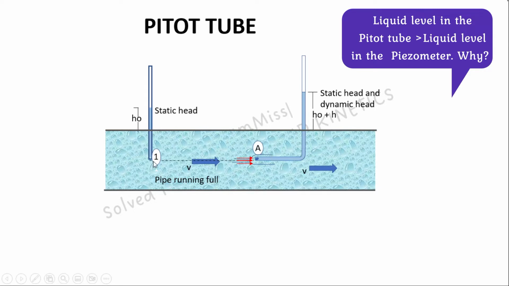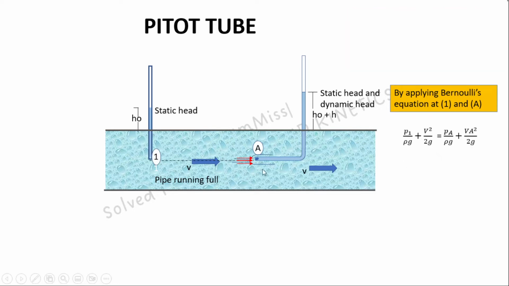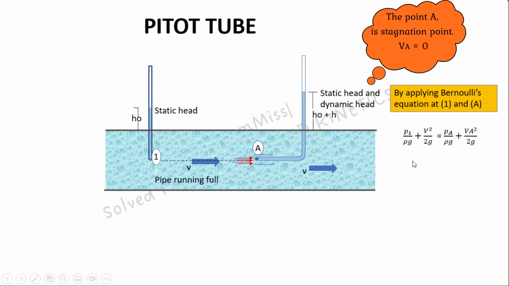So consider a point 1 which is in line with this point A. Now apply this Bernoulli's equation at this point 1 and A. At this point 1, the total energy that is equal to P1 by rho g plus V square by 2g, that is equal to Pa by rho g plus Va square by 2g. At this point A, flow velocity is equal to 0. Now P1 by rho g is equal to H0, so H0 plus V square by 2g is equal to Pa by rho g, which is H0 plus H, plus Va square by 2g. So this Va square by 2g is equal to 0.